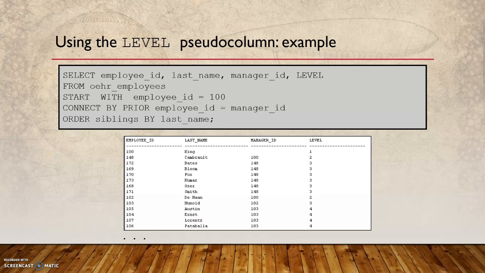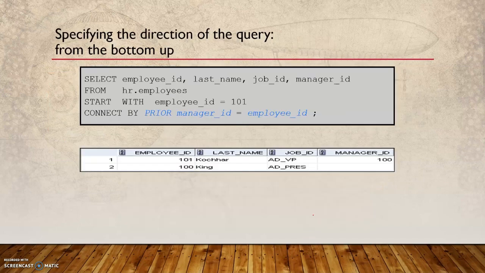This is again an example of how it appears. We'll run this query, and the output is something like this. As I said, King will be at the top, followed by the other employees along with the employee ID, and it shows who is at level 2, level 3, level 4, and so on.